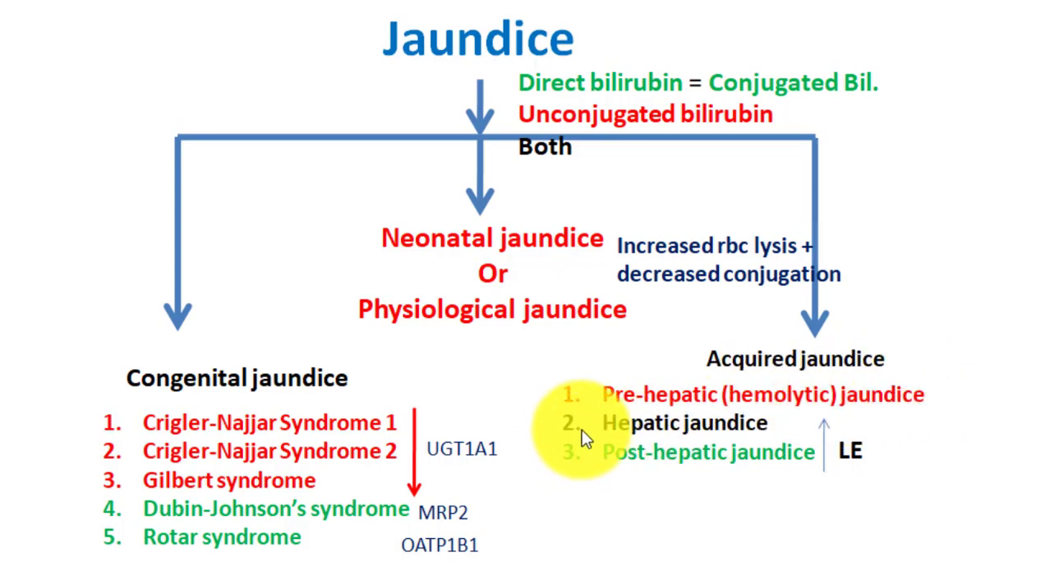And in the condition of hepatic jaundice, it may be because of some toxins, alcohol, or infection. And in this condition, both conjugated plus unconjugated bilirubin will rise.